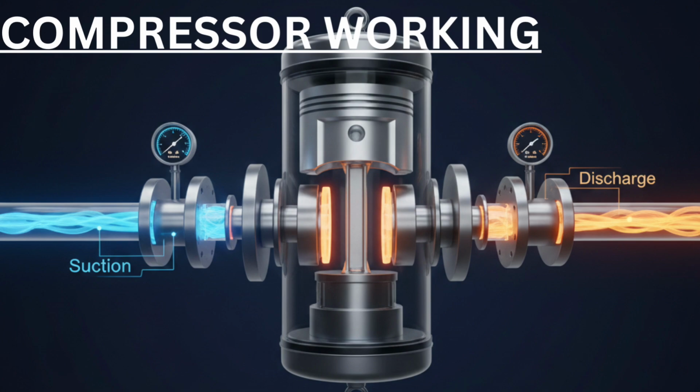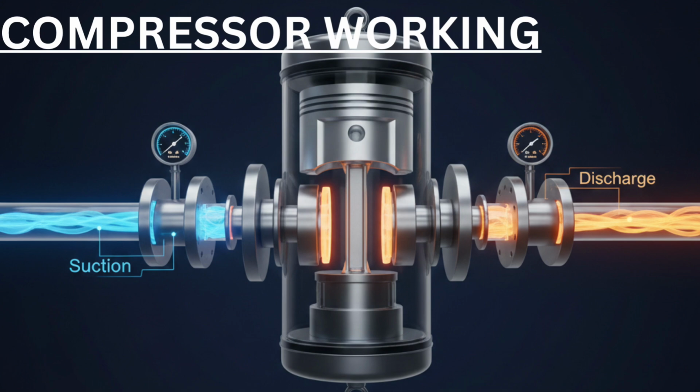Compressor. Here we see a 3D cutaway of a reciprocating compressor. On the suction side, low pressure vapor enters, shown in blue. Inside the cylinder, the piston compresses the vapor. On the discharge side, high pressure, high temperature vapor exits, shown in orange. The compressor is called the heart of the system because it circulates refrigerant and creates the pressure difference necessary for heat transfer. When pressure increases, temperature also increases. This is why the discharge vapor is very hot.